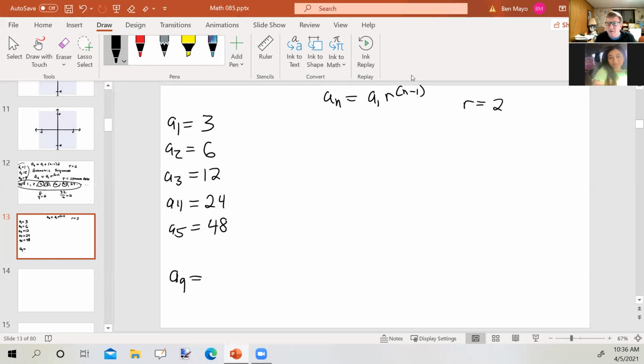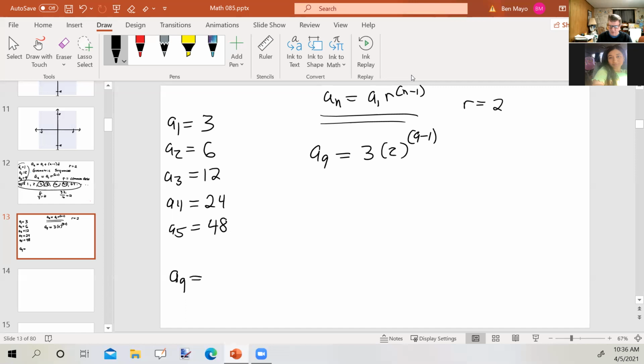So we're going to use a process similar to what we did in the previous section, and that is this. Again, using this formula, let's see here. Oh, wait, my bad. We haven't gotten to the more complicated stuff yet. This is just a matter of plugging things in. A sub 9 is a sub 1, which is 3, times r, which is 2, to the n minus 1 power, which is 9 minus 1.